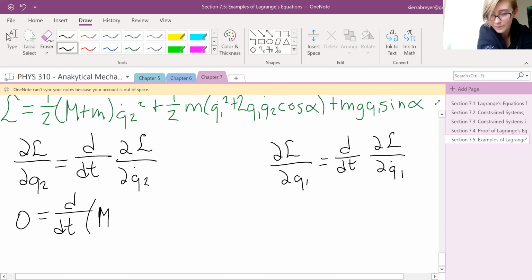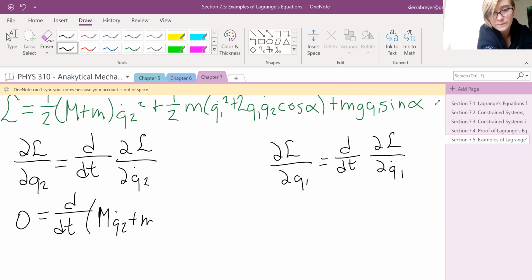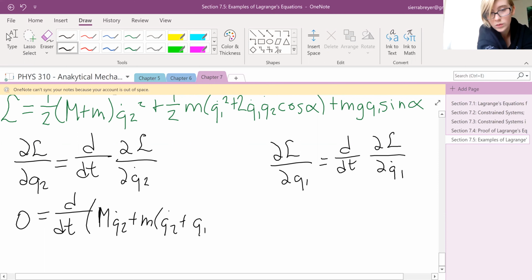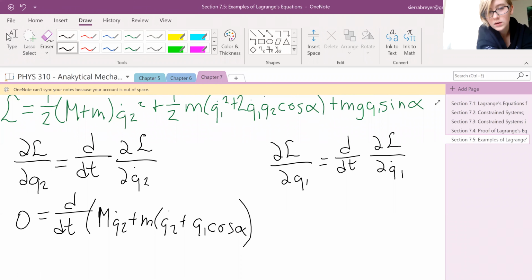M, big M, Q dot 2 plus m times Q dot 2 plus Q dot 1 cosine alpha. Nailed it. Okay. So that's what we get left with.